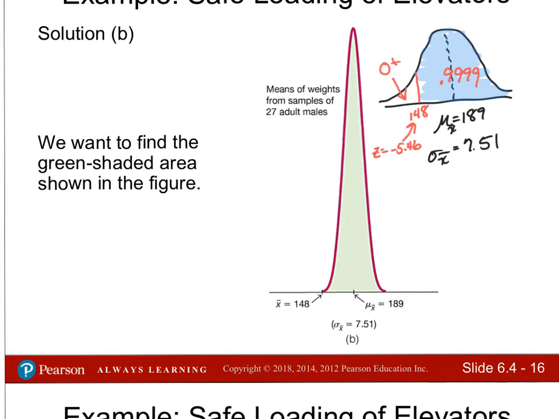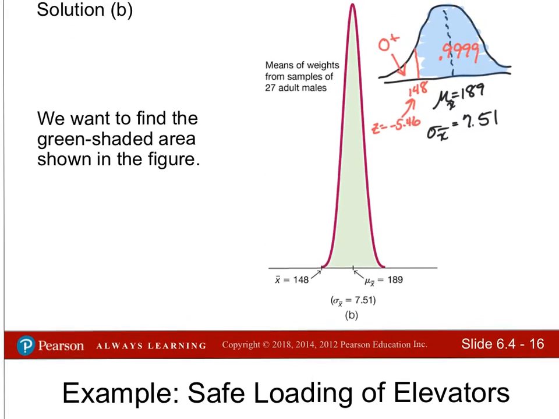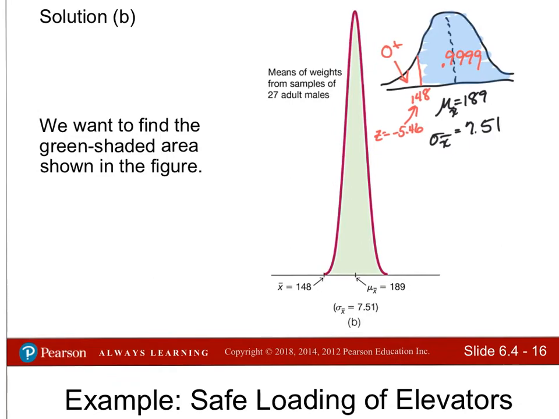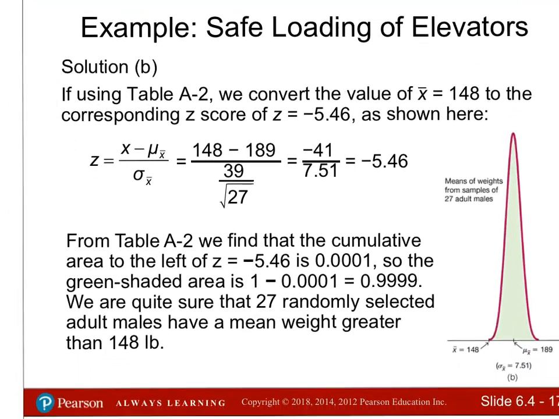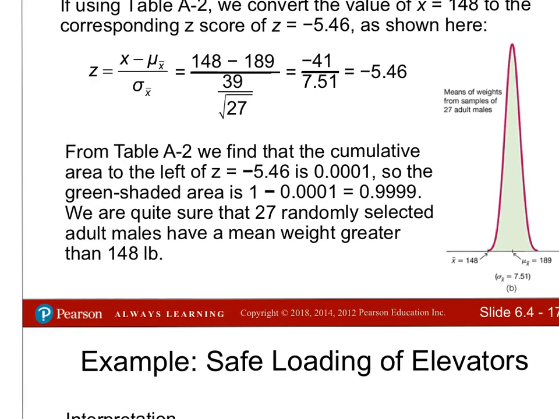There's a 99.99% chance that the average weight of this group of 27 men is greater than 148. That's bad news, right? Because if it's greater than 148, the elevator can't handle it, right? So if we work through here, you can see those numbers displayed here.